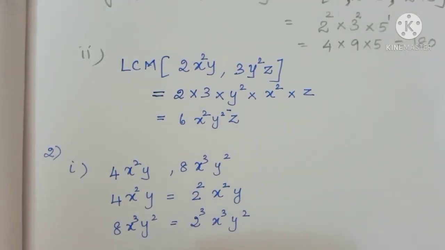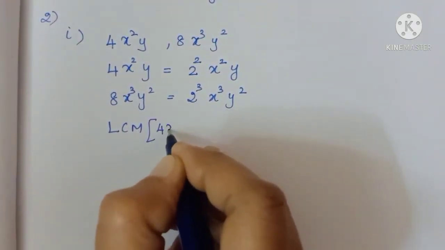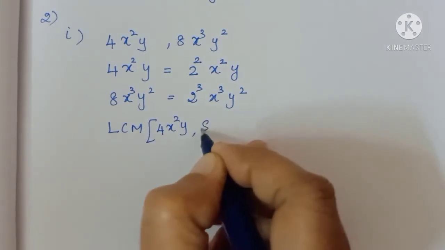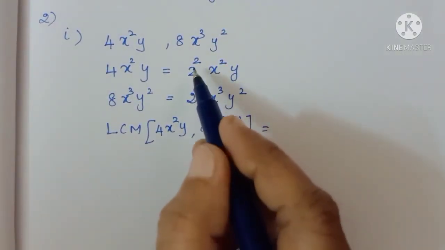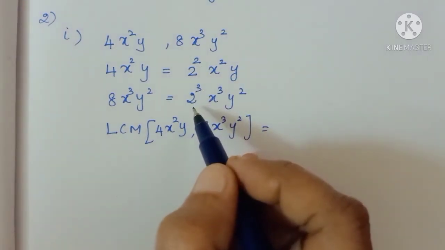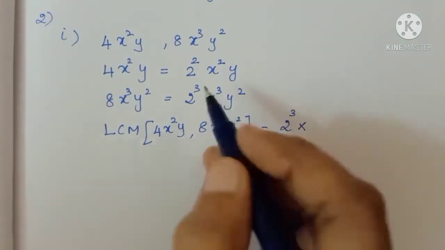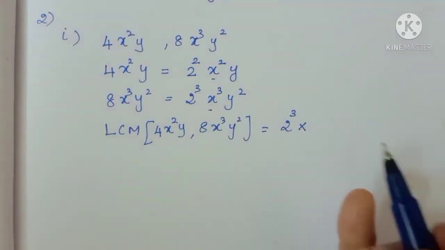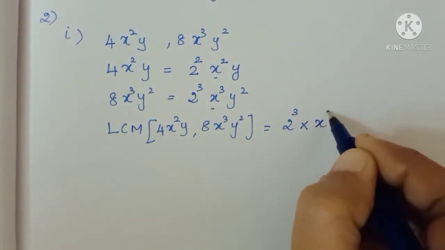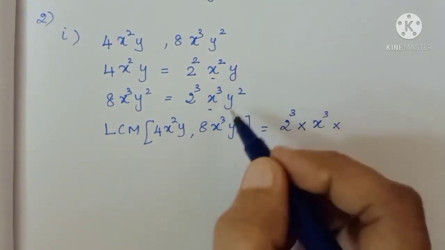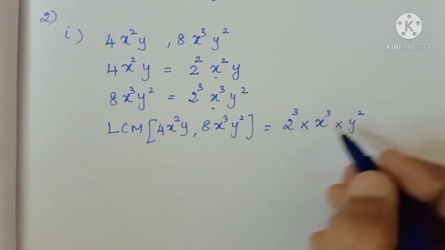Okay, now we are going to write the LCM of 4x squared y and 8x cubed y squared. See here, in these two we have 2 squared and 2 cubed, so the highest power of 2 is 2 cubed. Since all are common terms, we write the highest power. Now x squared variable here and x cubed variable there. What is the highest power of x? 3. So we write x cubed, into y squared, since the highest power of y is y squared. Now the 2 cubed value we know is 8.